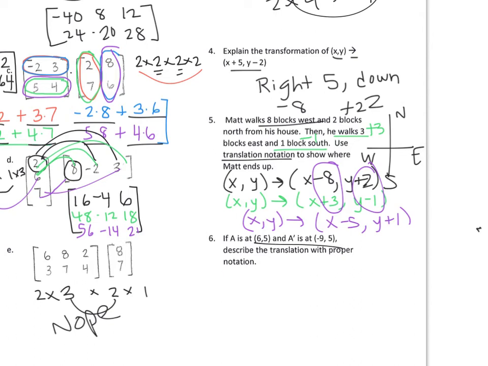And then 6, write, if A is at 6, 5 and A prime is at negative 9, 5, describe the translation with proper notation. So if you are going from 6 to negative 9, you are going negative 15 in the x direction. And if you're going from 5 to 5, you're not moving, so you're just going to write y. Or you could write y plus 0 or y minus 0.